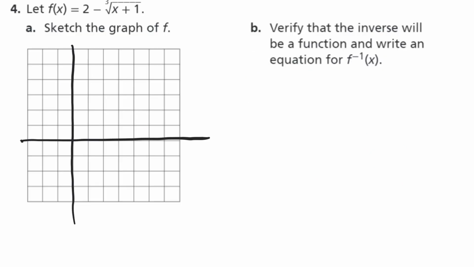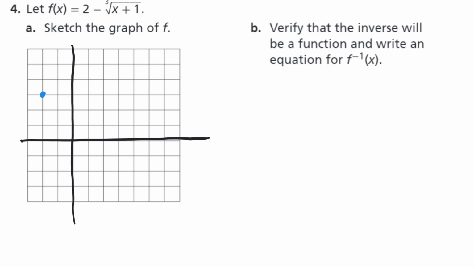Okay, so we take a look at this. It says let f of x be 2 minus the cube root of x plus 1, and we're asked to sketch this graph. Well, the best way to sketch a graph is normally just to take it to your calculator and develop a table. So when I do this, I get a table that has an ordered pair at negative 2, 3, which is right here.